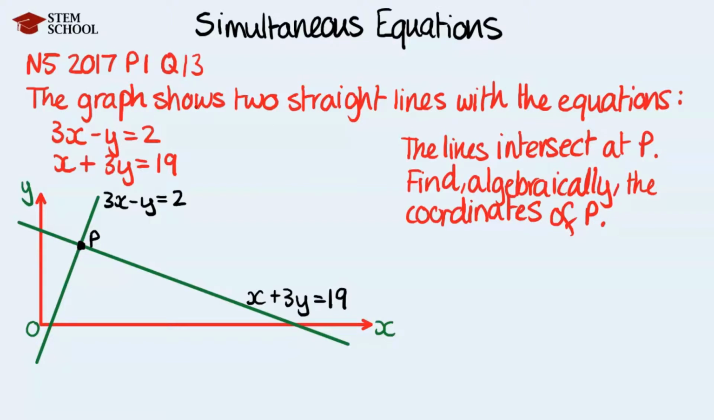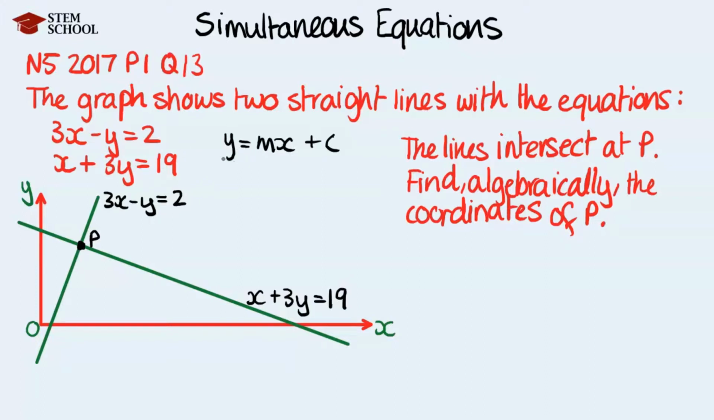So this question is saying the graph shows two straight lines with the equations 3x minus y is equal to 2 and x plus 3y is equal to 19. The lines intersect at point P over here, and we want to find algebraically the coordinates of P, okay? So if we look at these equations, we have 3x minus y is equal to 2, and then we have x plus 3y is equal to 19. Well, this is just the equation of a straight line rearranged. So the equation of a line is y is equal to mx plus c, where m is the gradient and c is the y-intercept, okay? So it's just rearranged to make sure that we have it in the form that we want.